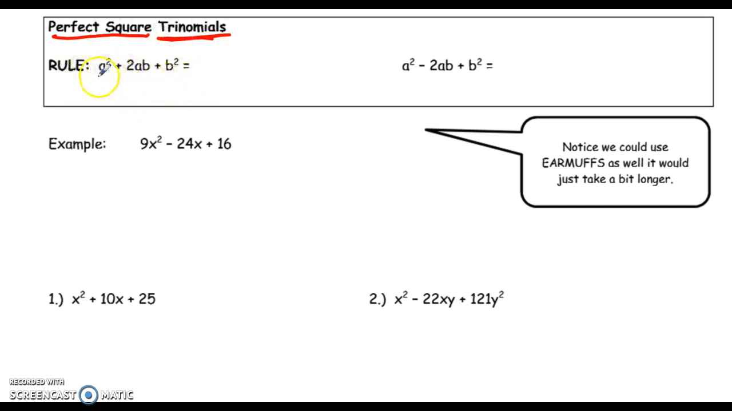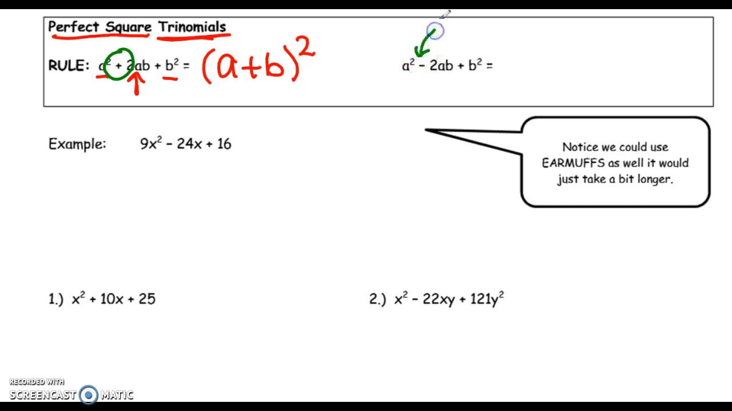Notice he's a trinomial where his first term and his last term are both perfect squares. The middle term is twice the product of their square roots. So if you have a scenario like this, it will factor to a plus b quantity squared. So this first guy is the square root of your first term, and then the square root of your second term. This is a plus because this was a plus.